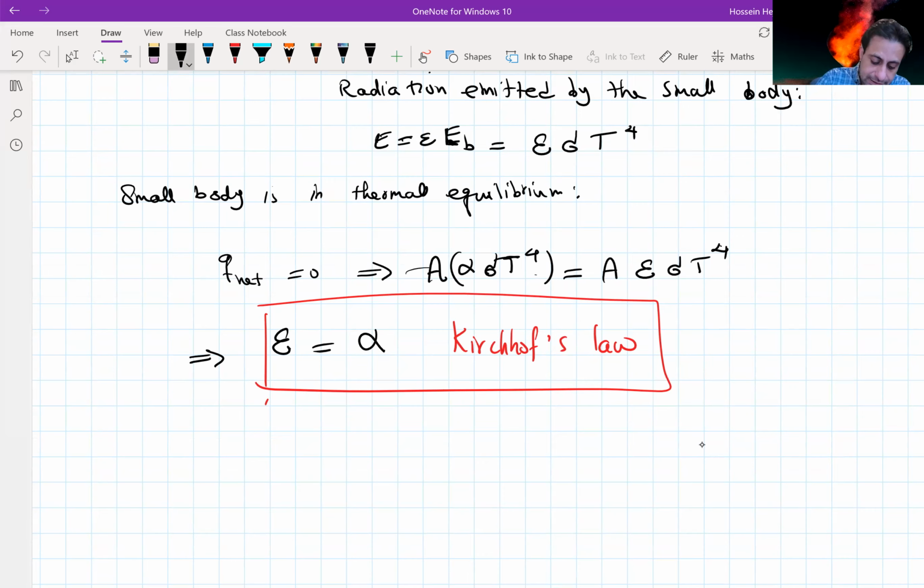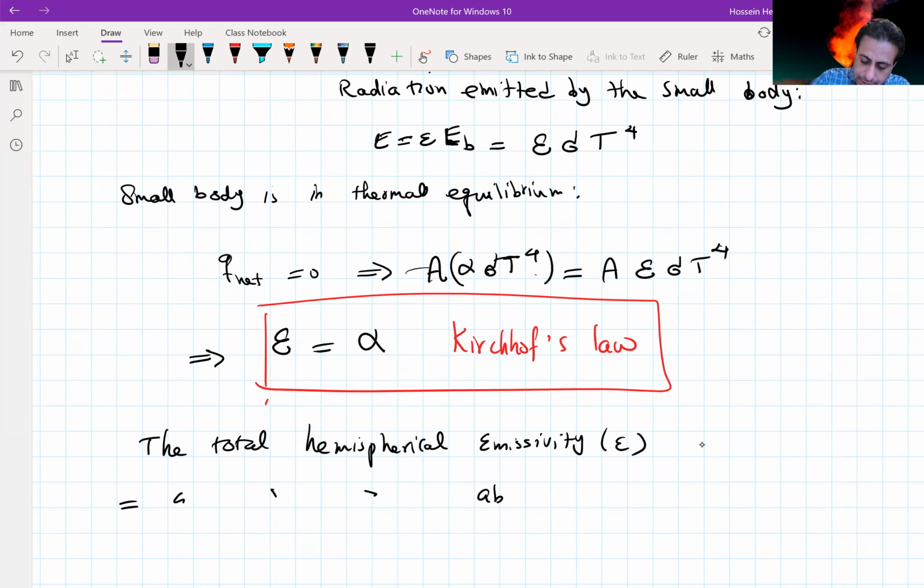So what does that tell us? The total hemispherical emissivity, which is epsilon, is equal to the total hemispherical absorptivity, which is alpha, provided the isothermal condition exists for this small object, and the net heat transfer, the zero net transfer, occurs in the system.